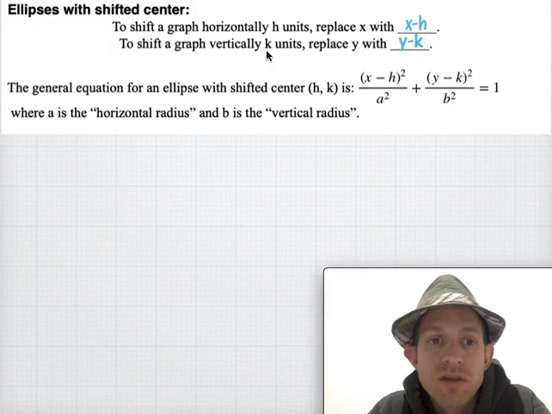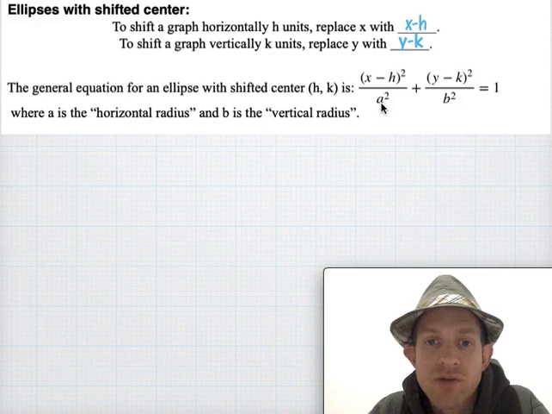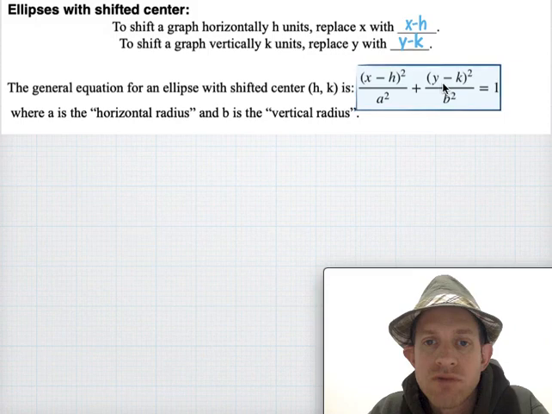Therefore, the general equation for an ellipse used to be just x squared over a squared. Now it's x minus something squared and y minus something squared. So that's a really important formula to use and to memorize. We'll use it a couple times in some of our examples.